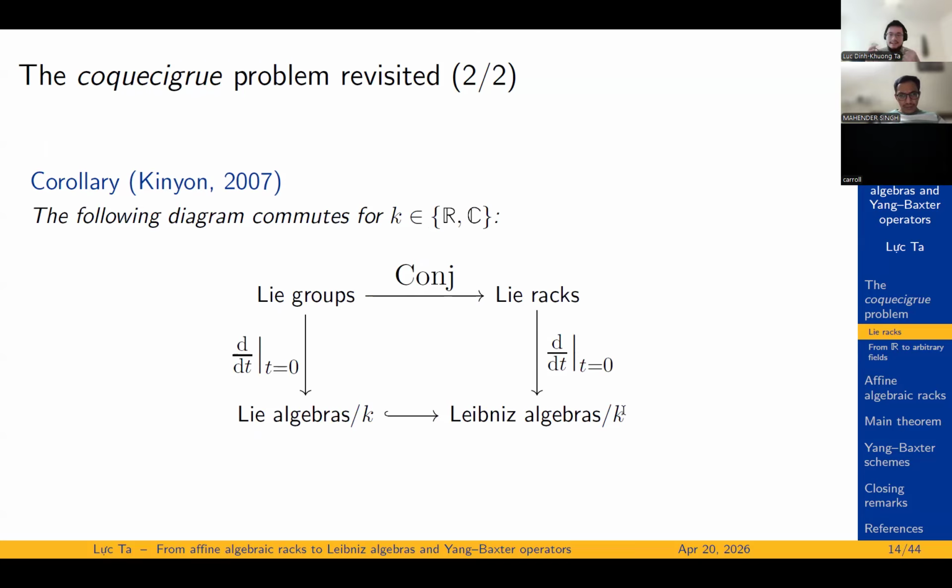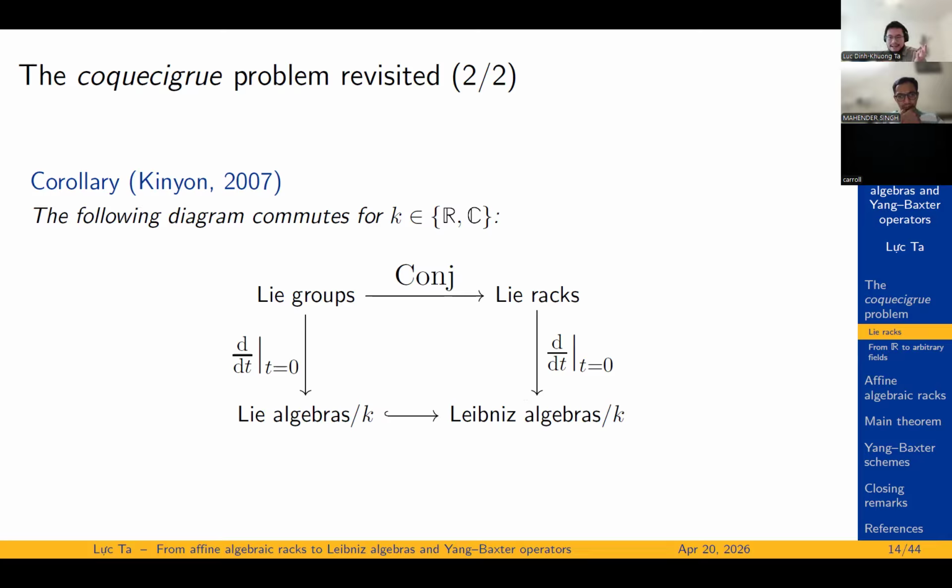So that's great. I should also note that many authors also add to this problem by making it into an integration problem: is there an inverse functor from Leibniz algebras to Lie racks?